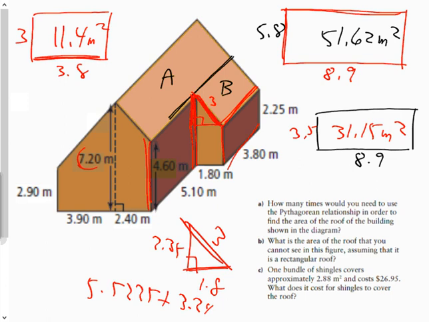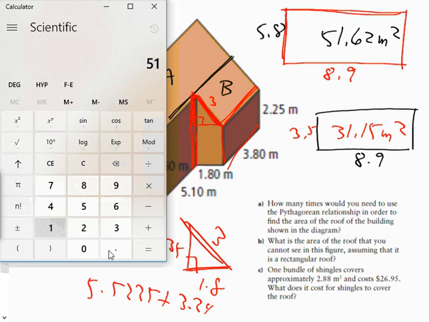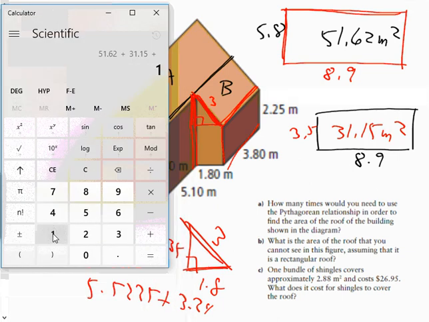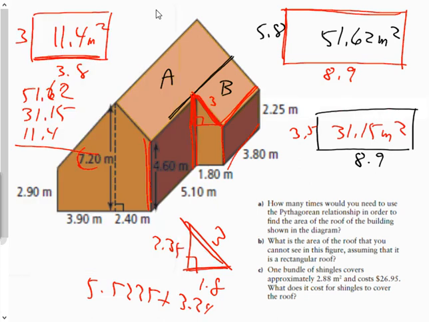Meters squared. So therefore, I now know all 3 parts of my roof, the far side and the other 2 sides. If I add those together, I go 51.62 plus 31.15 plus 11.4. The total surface area of the roof in this building is 94.17. Would you agree? Is that right? Am I talking to myself? Is that right? Close?